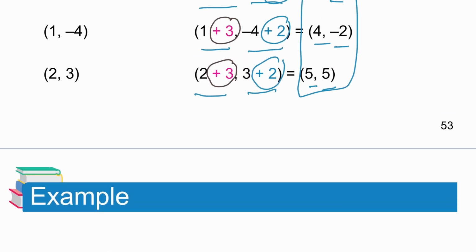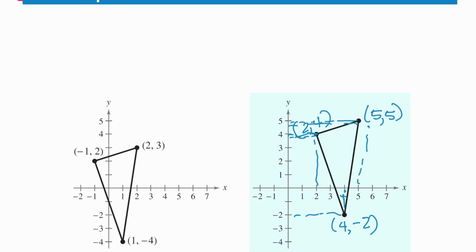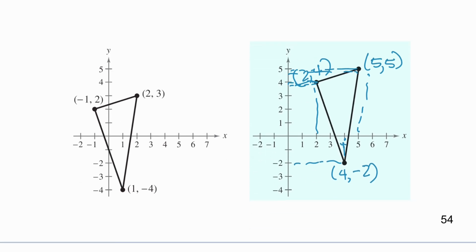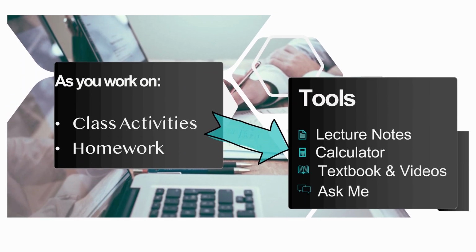And then my last point is (5, 5). When I go down and across, hopefully that makes pretty good sense as well. I didn't draw it very well, but if you had a straight edge, you would be able to do it better. And that is a lot, but hopefully it will get easier as we go along.